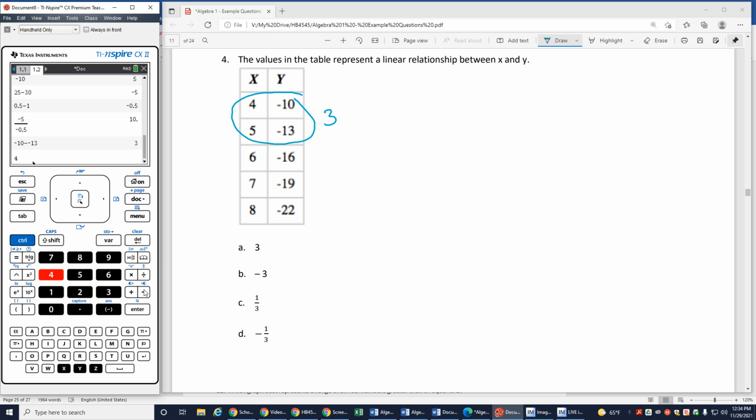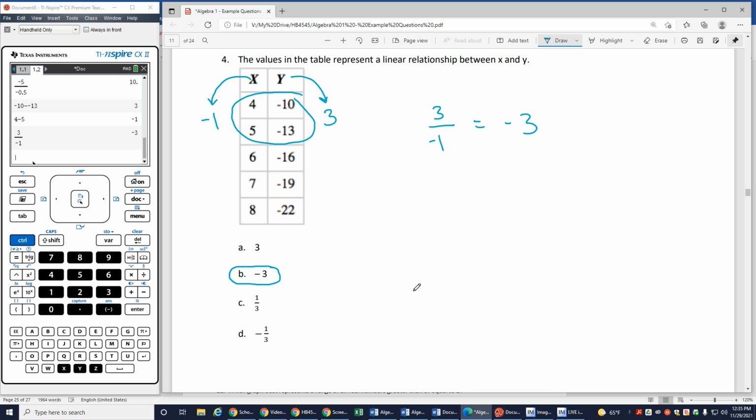4 minus 5 is a -1. My change in y goes on top. My change in x goes on the bottom. And 3 over -1 is a -3. So -3 is the rate of change or the slope when looking at y with respect to x.